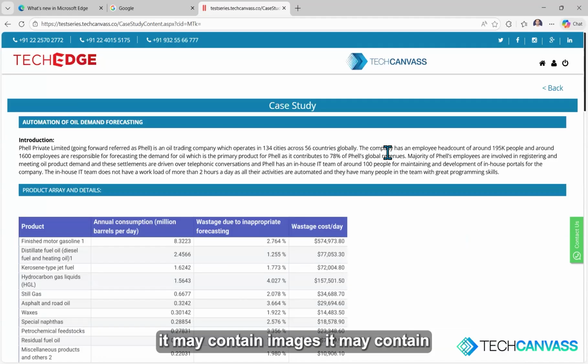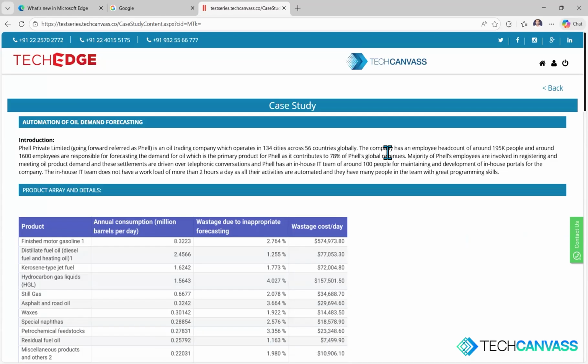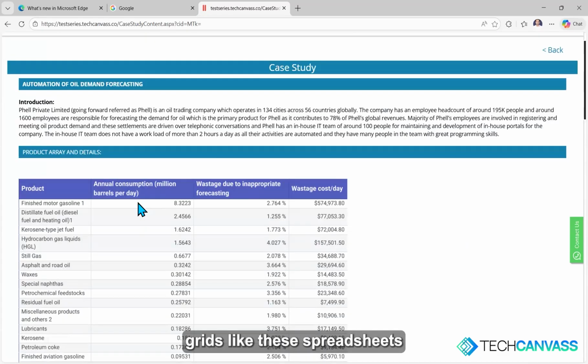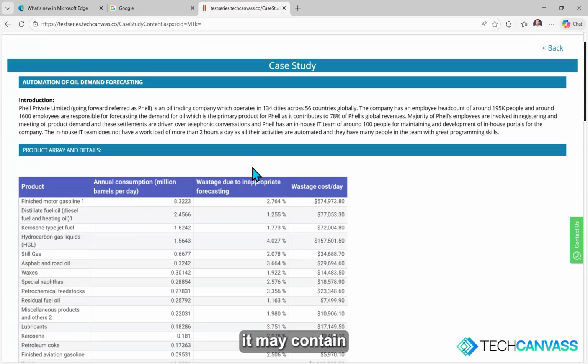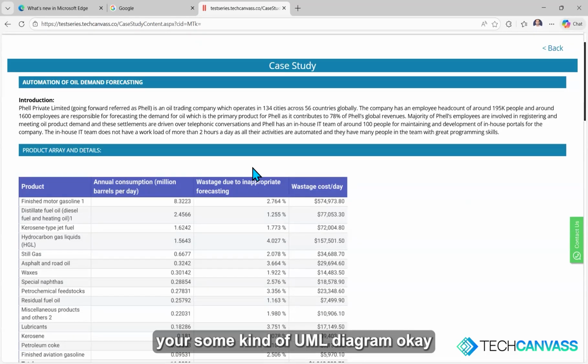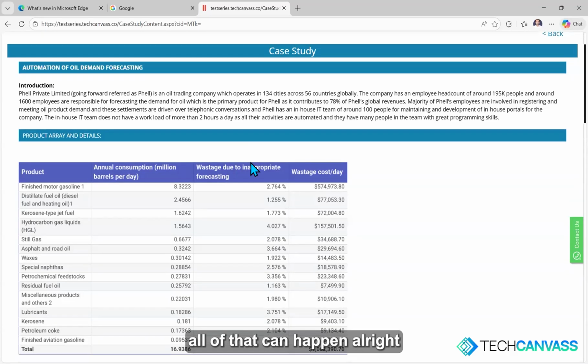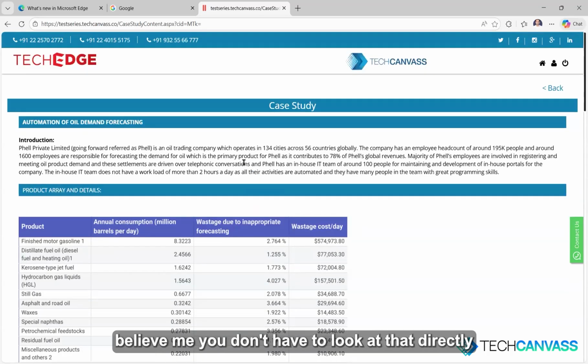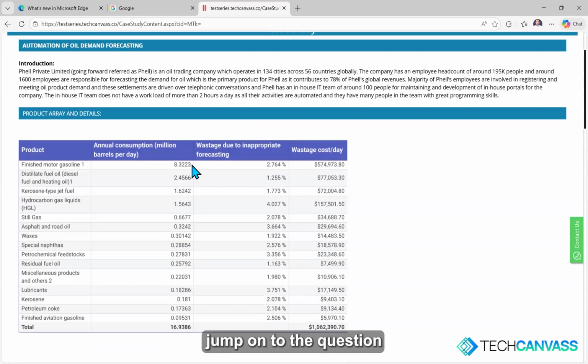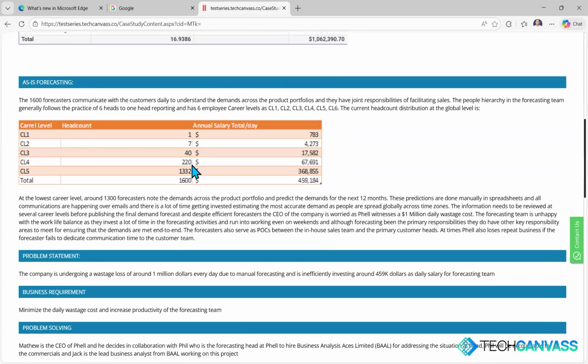It may contain images. It may contain grids like these, spreadsheets. It may contain use cases. It may contain process diagrams, data flow diagrams, plenty of these things. It may contain some kind of UML diagram. All of that can happen. These are just distractors. Believe me, you don't have to look at that. Directly jump onto the question.